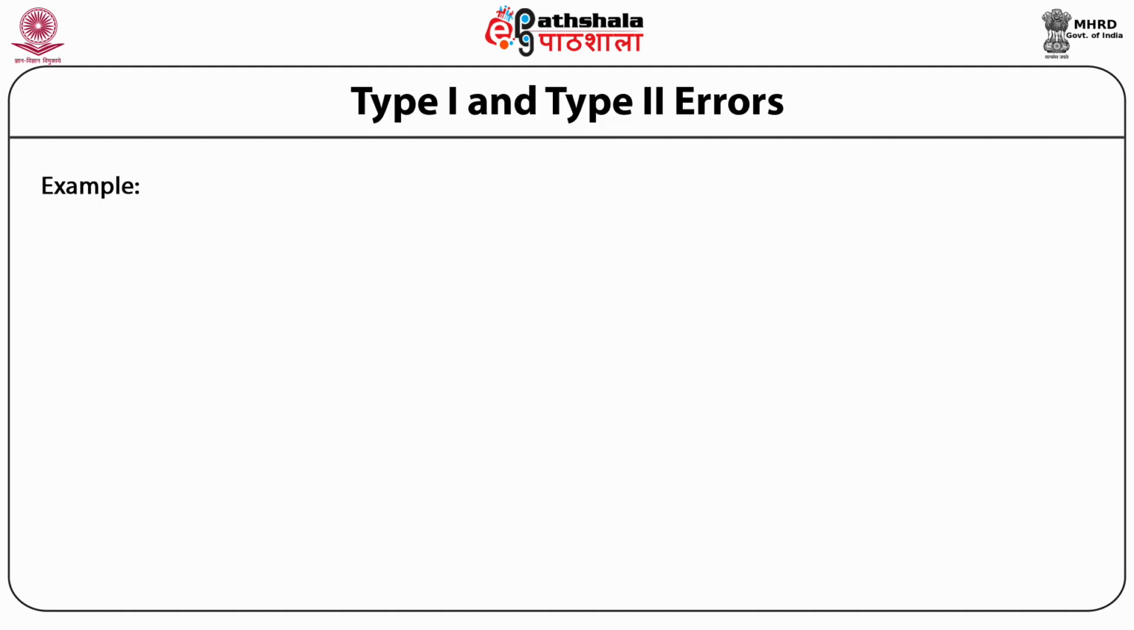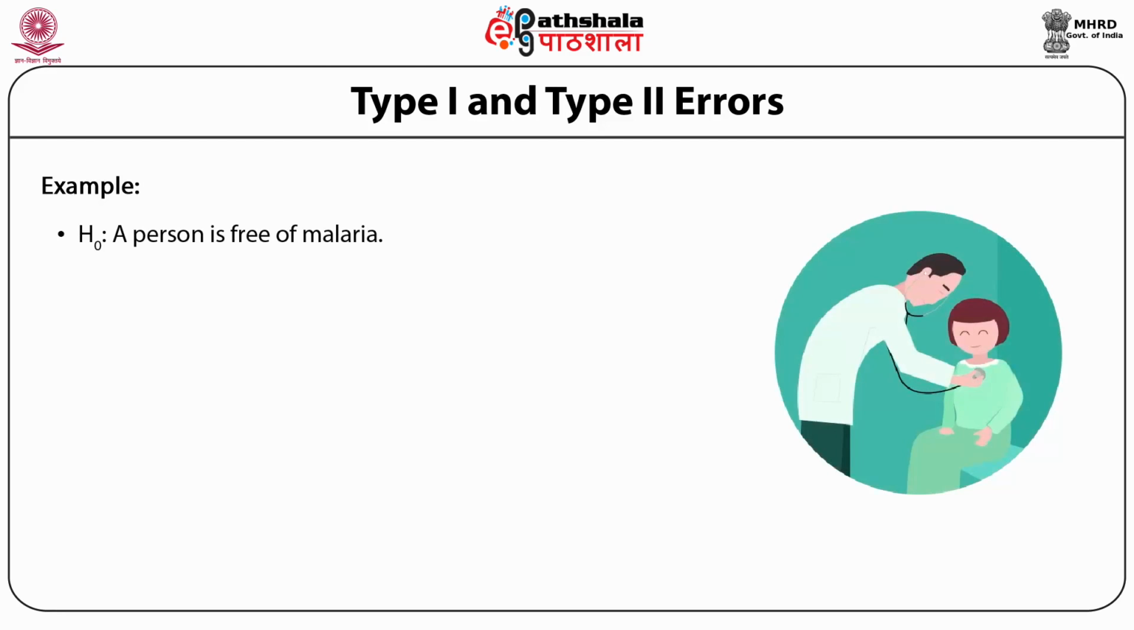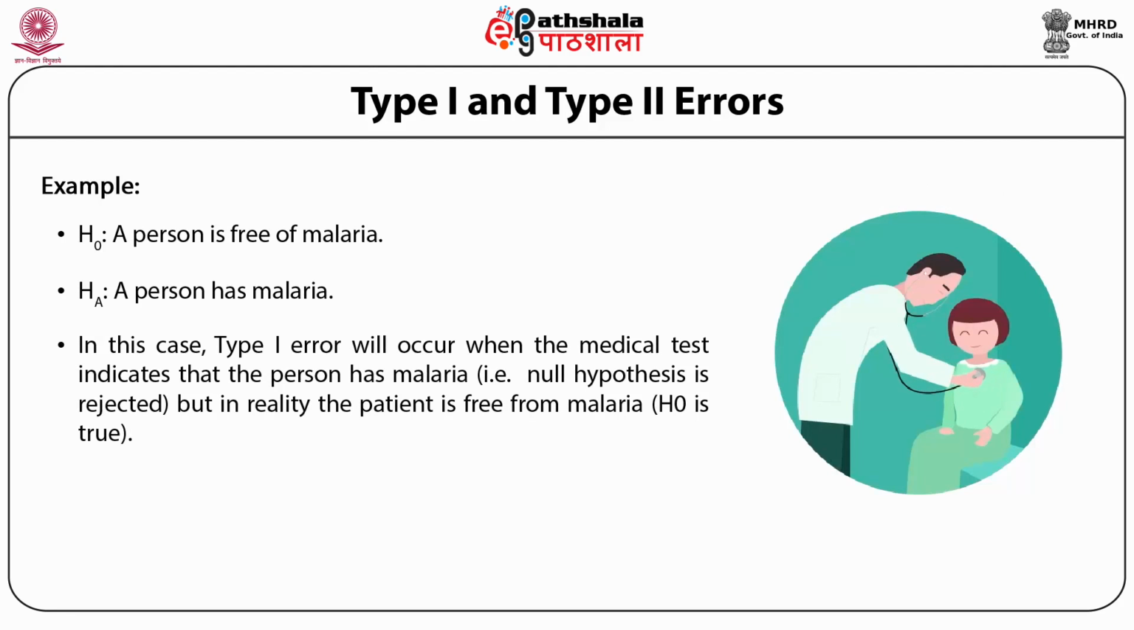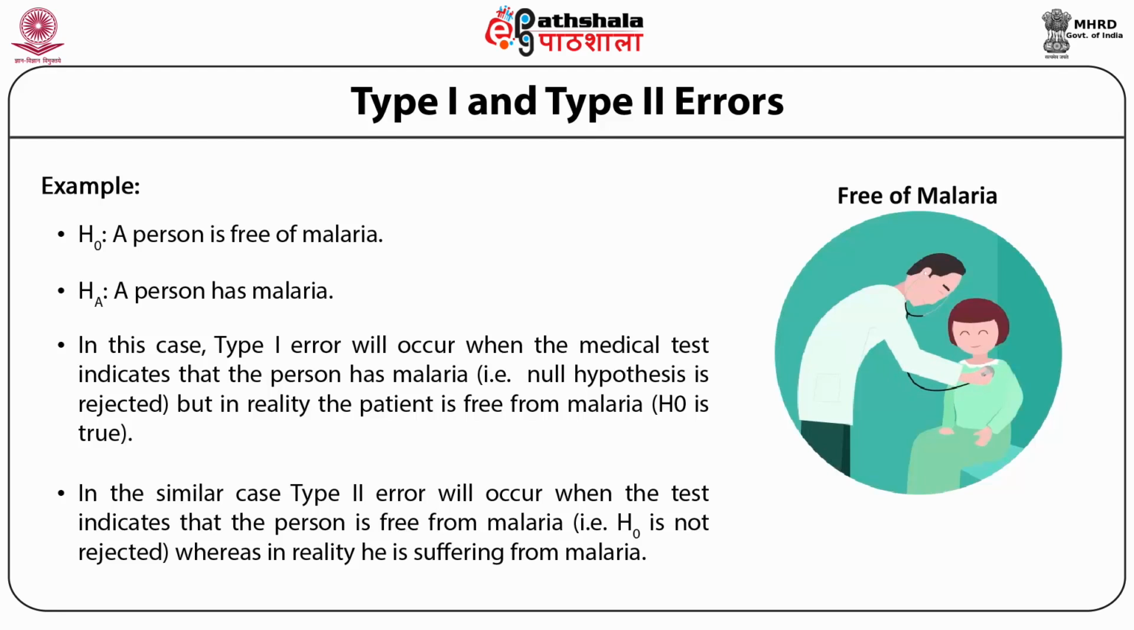Students, if the null hypothesis reads, a person is free of malaria, then the alternative hypothesis is a person has malaria. In this case, type 1 error will occur when the medical test indicates that the person has malaria, that is, the null hypothesis is rejected, but in reality, the patient is free from malaria, that is, H0 is true. In a similar case, type 2 error will occur when the test indicates that the person is free from malaria, that is, the null hypothesis is not rejected, whereas in reality he is suffering from malaria.